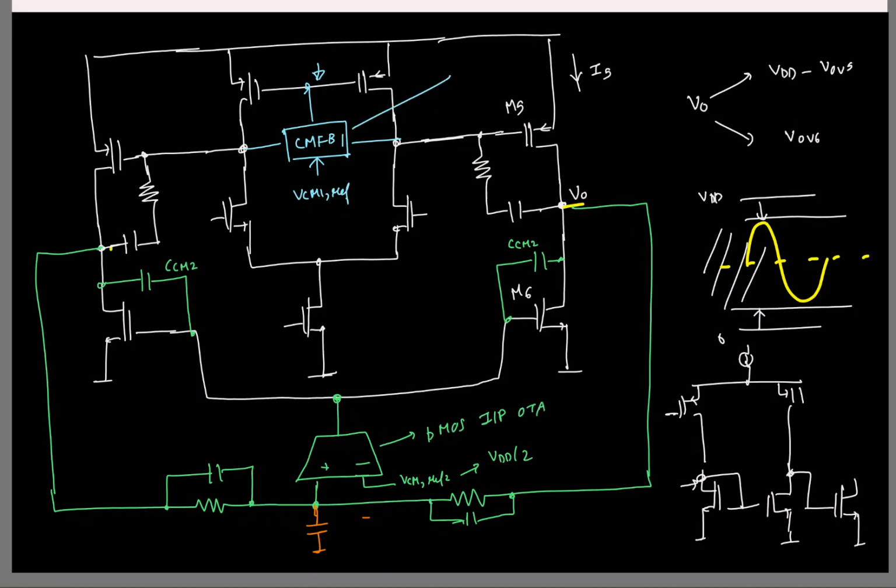So similarly, what about the OTA you might be using here? This should be an NMOS input pair or a PMOS input pair OTA? It should be an NMOS because the output is connected to a PMOS. Okay. This should be an NMOS input. So this is the complete two-stage fully differential Miller OTA, right?